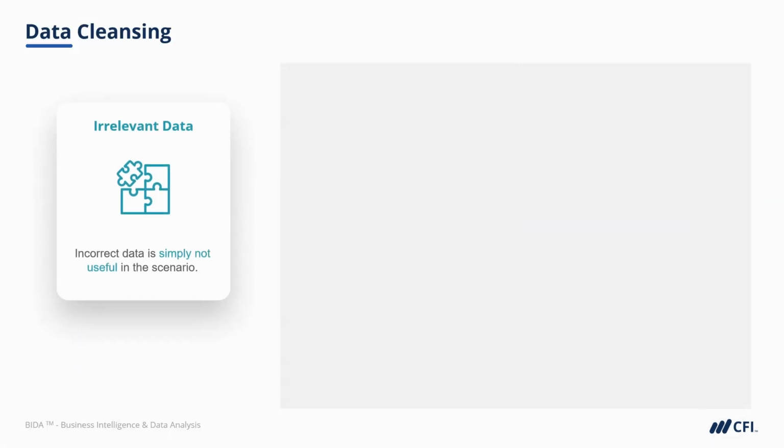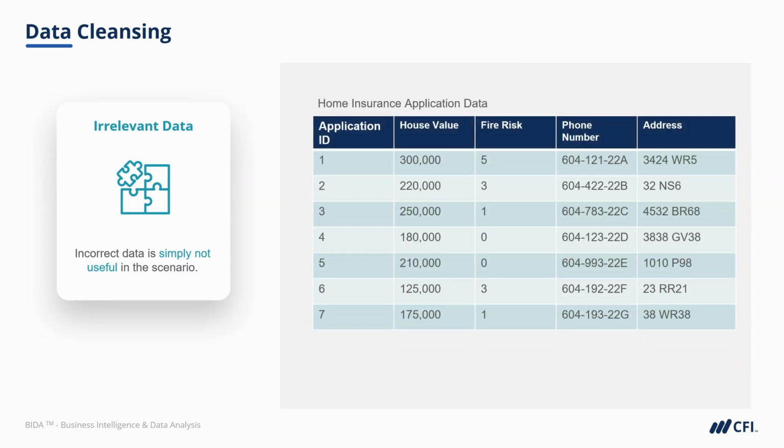Next, we have irrelevant data, which is data that's simply not useful in the current scenario. Look at this data set of customers applying for home insurance. The phone number is clearly irrelevant and isn't going to help us in predicting anything, so in this case we can remove the whole column.